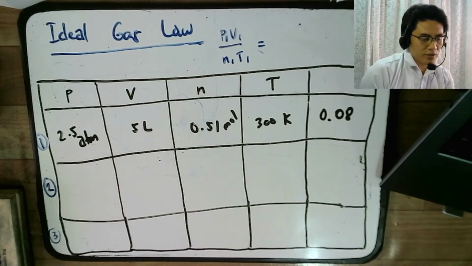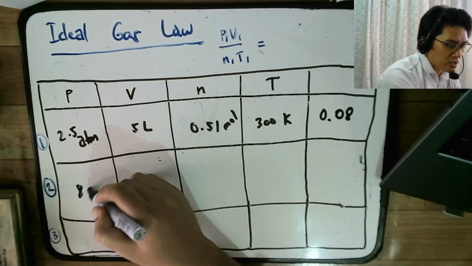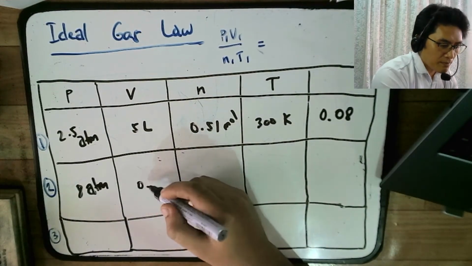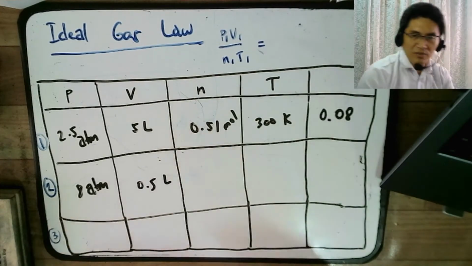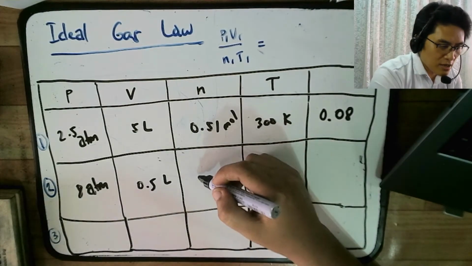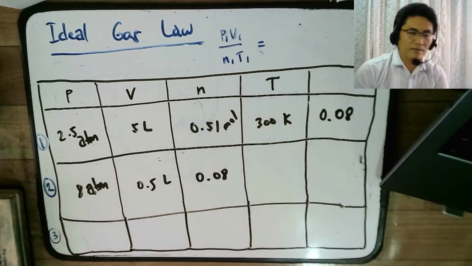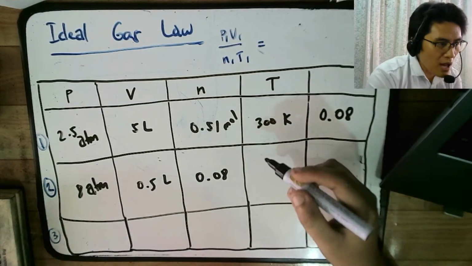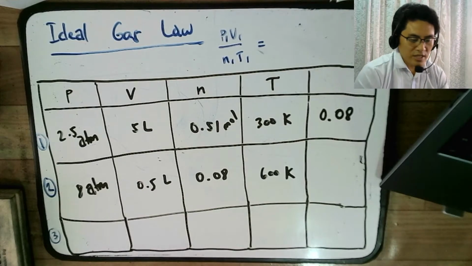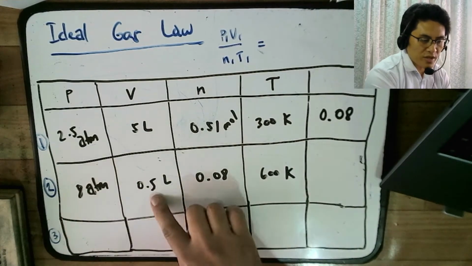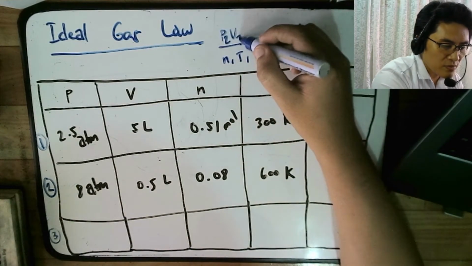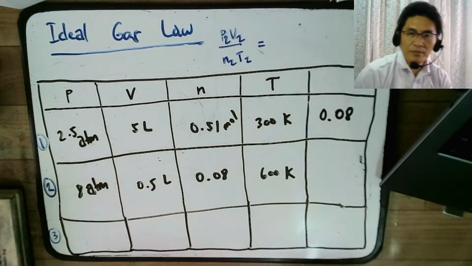Okay, now question, what if I changed the pressure? Let's say I increase the pressure from 2.5 atm to 8 atm. And what if I decrease the volume to 1/10 of its volume, so 0.5 liters? And then what if I change the number of moles to 0.08? And the temperature now becomes 600 Kelvin. So this is now P2, V2, N2, and T2.